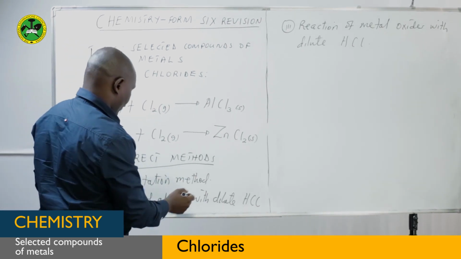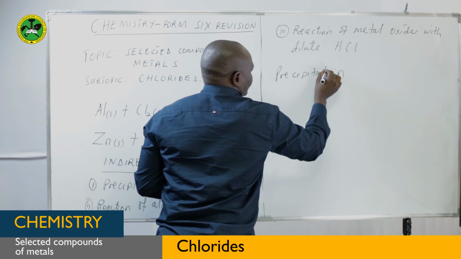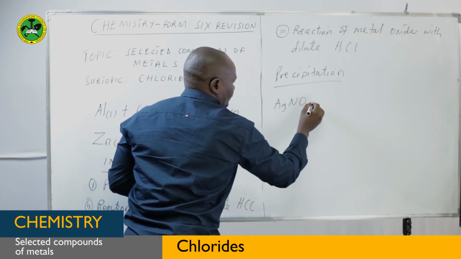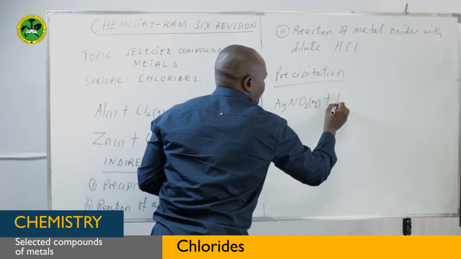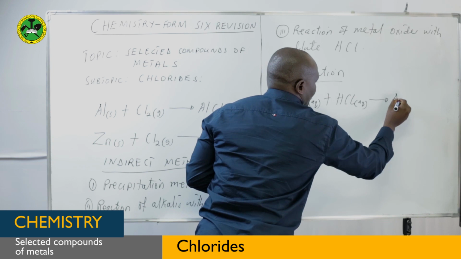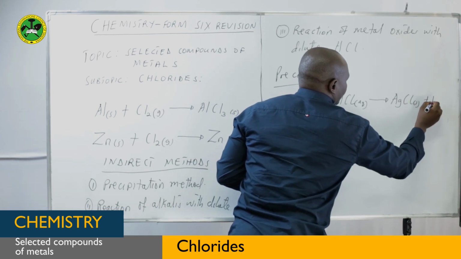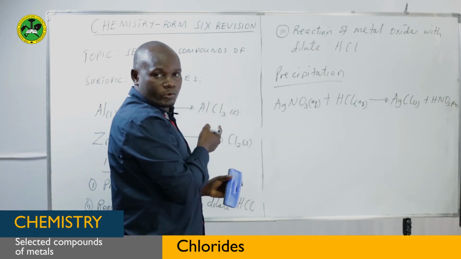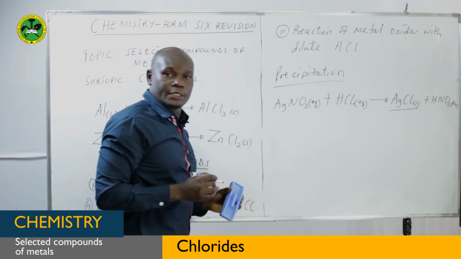Taking an example here, in the precipitation method, if you have silver nitrate, then this one, if treated with a solution of dilute hydrochloric acid, the product here obtained will be silver chloride, which is solid, and the other product will be the nitric acid. And to balance is your task to do it.